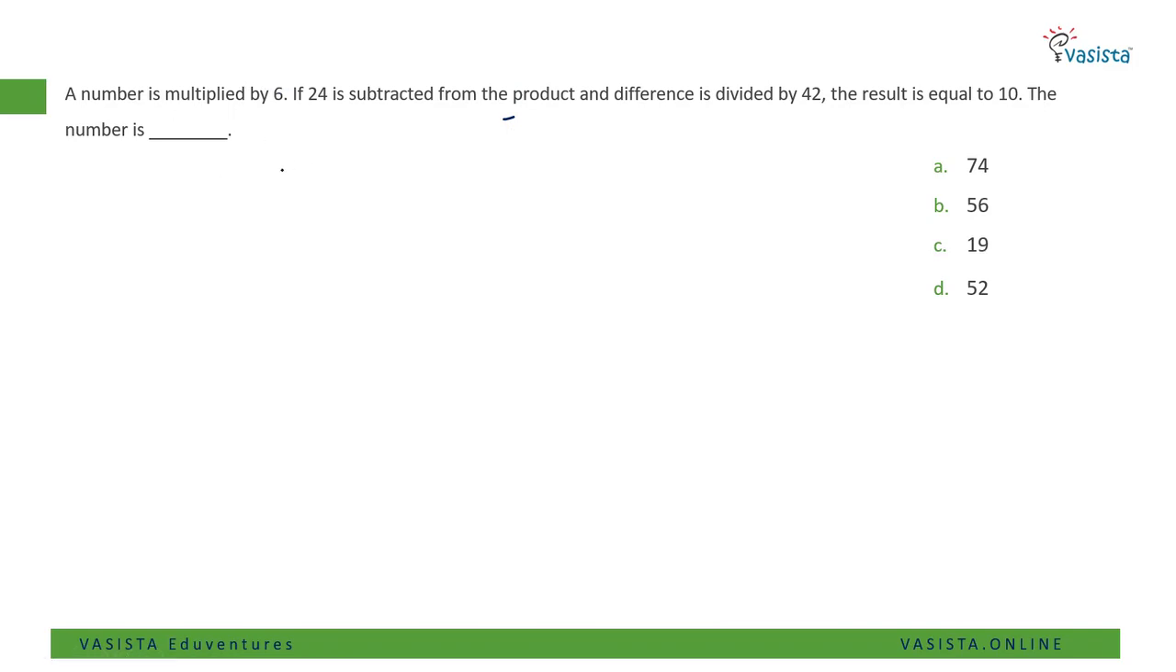A number, let the number be x. Now a number is multiplied by 6, so obviously the next step it is multiplied by 6, that is 6x.